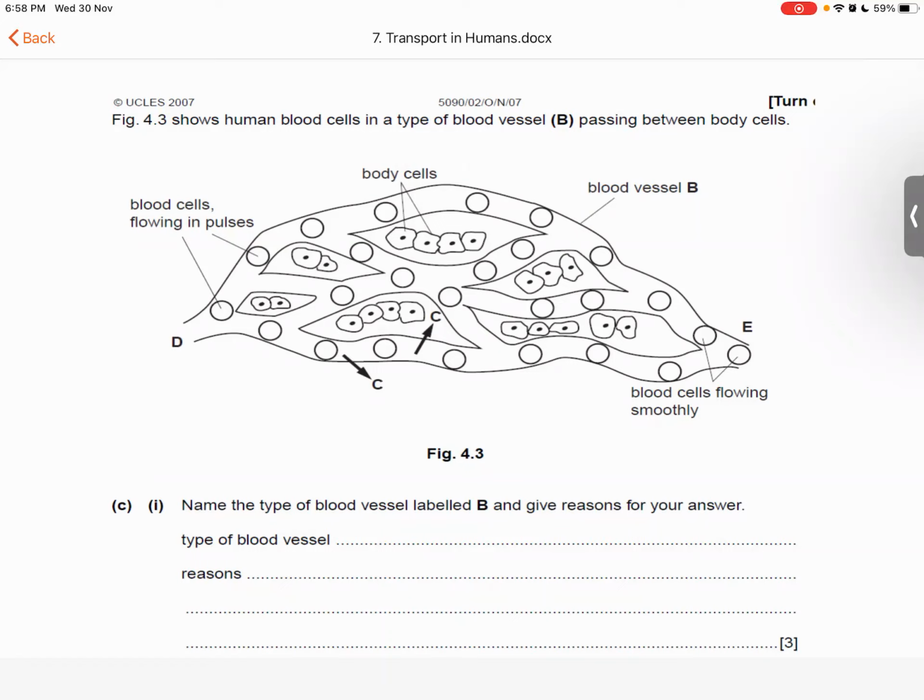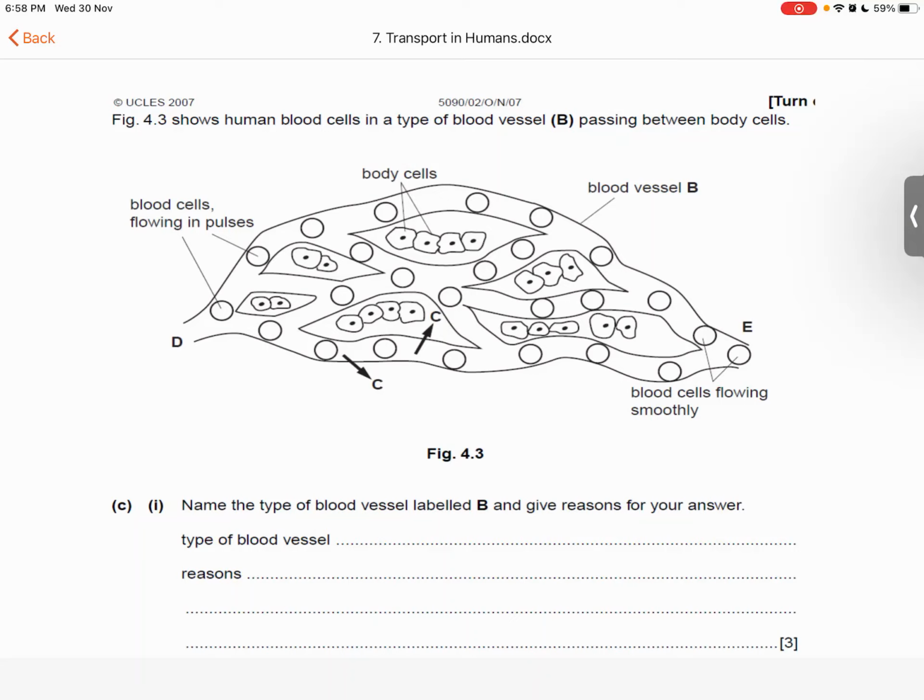And how many reasons do I have to give? 1 mark for naming the blood vessel and 2 marks for 2 reasons. So, Miss, it's a capillary because it has a thin wall which encompasses white blood cells and is surrounded by tissues.